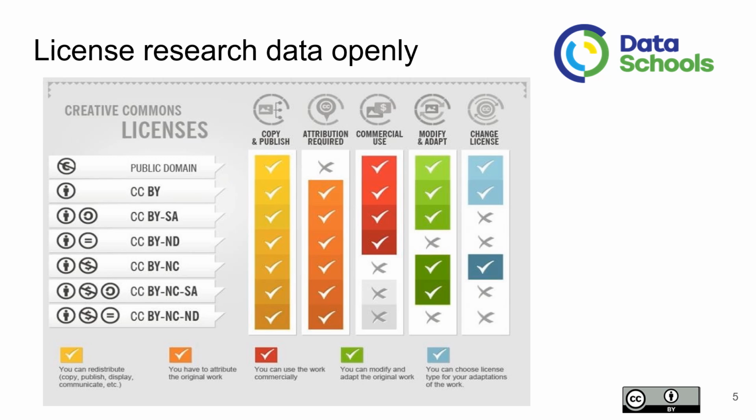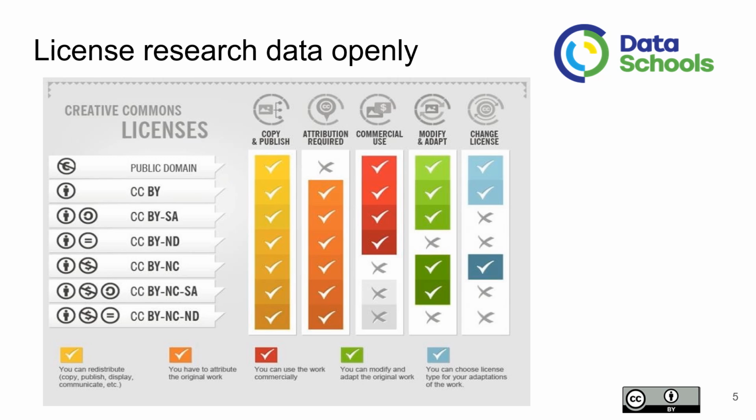On this slide, you will see a list of Creative Commons licenses, and next to them, it indicates the types of conditions under which people can use the data. The first one there is copy and publish, and you will see the majority of these licenses are allowing you to copy and publish the data. The next row is attribution required, and the majority of these licenses requires you to attribute the original author that created the data. The next row is commercial use, and under that only a number of these licenses allow people to use it for commercial purposes.